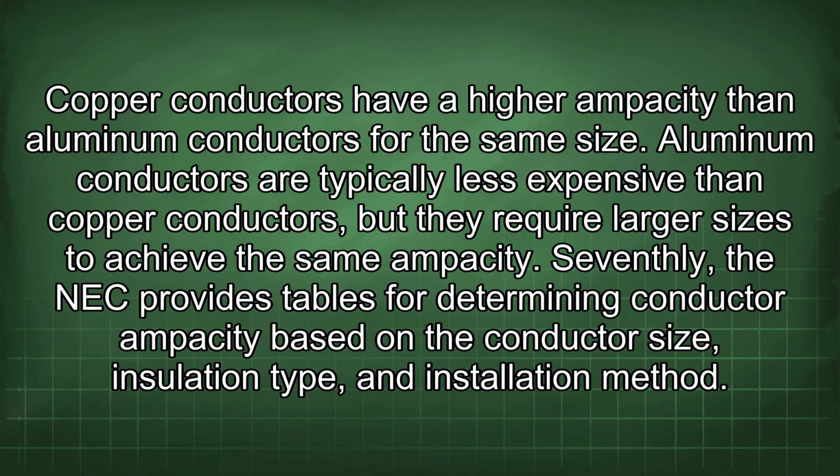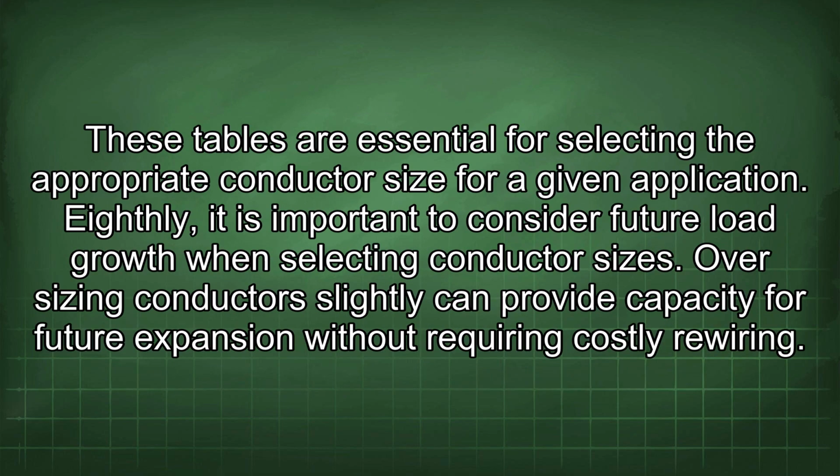Seventhly, the NEC provides tables for determining conductor ampacity based on the conductor size, insulation type, and installation method. These tables are essential for selecting the appropriate conductor size for a given application. Eighthly, it is important to consider future load growth when selecting conductor sizes. Oversizing conductors slightly can provide capacity for future expansion without requiring costly rewiring.